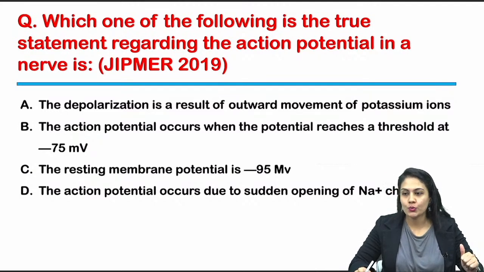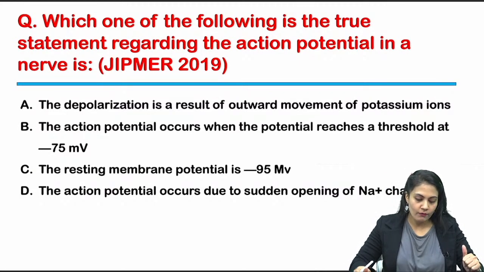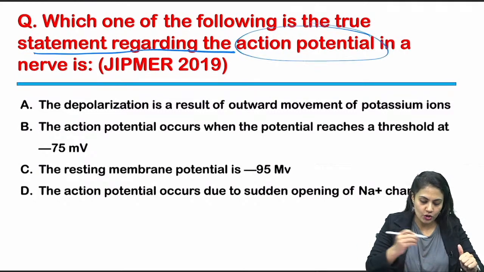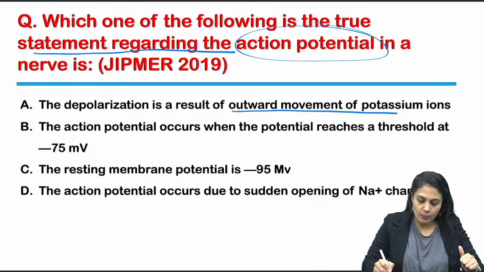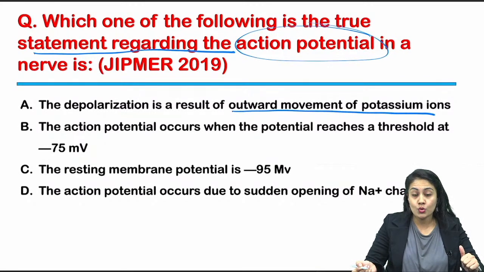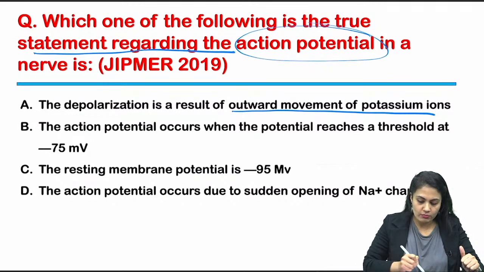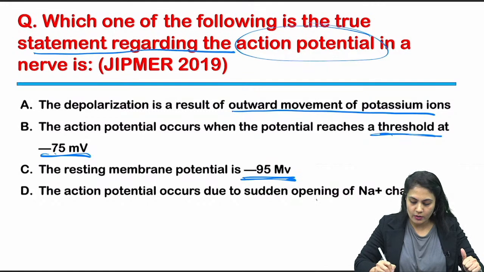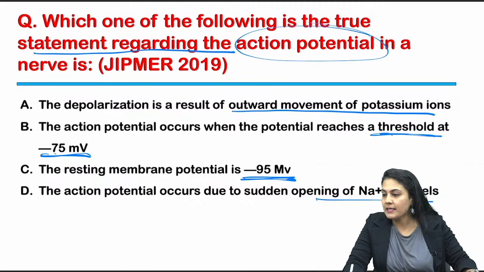Yes, right, Dipanshu. Next, which one of the following is a true statement regarding the action potential? Let's see. The depolarization is a result of outward movement of potassium ion. Is it true or not? The action potential occurs when the potential reaches threshold at -75. Resting membrane potential -95, and the action potential occurs due to sudden opening of sodium channels. Yes, please, guys, answer.